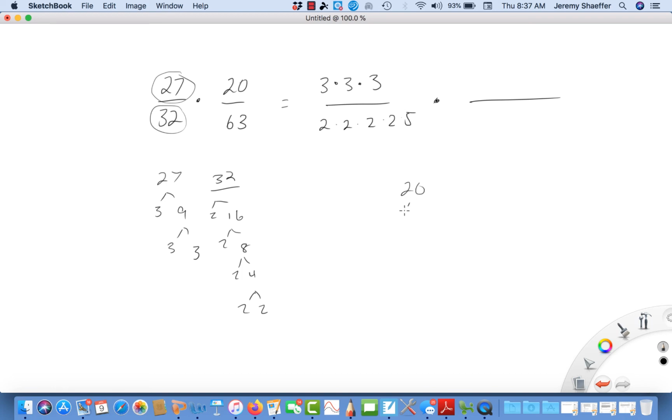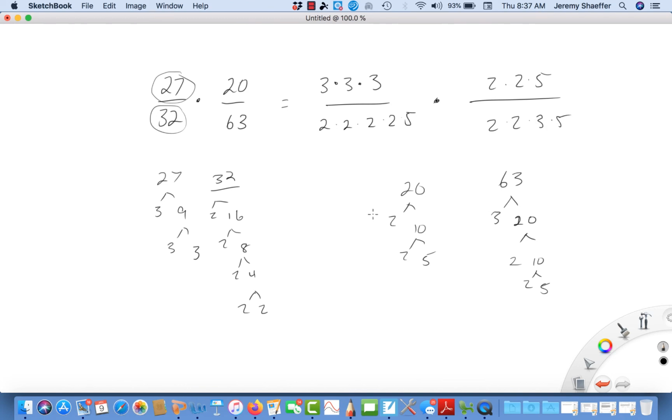Well, let's factor 20. Divide by 2, it's 10. Divide by 2, it's 5, right? So 2 times 2 times 5, 63. What do we do there? Well, if we divide it by 3, we'll get 21. And then 21 is 3 times 7. So we're going to do that in order and say 3 times 3 times 7.